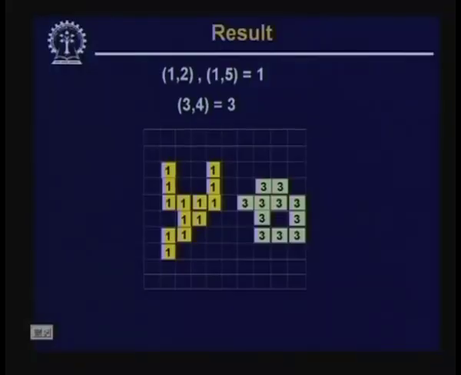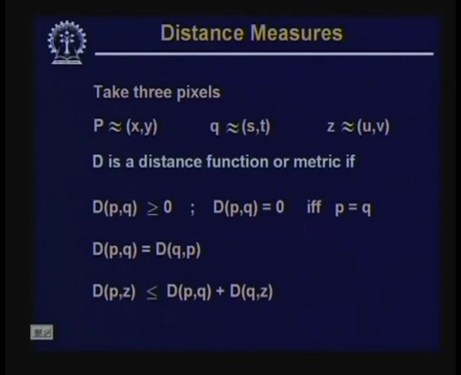So, after doing this component labeling algorithm, now let us move to another operation, another concept, that is distance measures. Now, finding out the distance between 2 points, we are all familiar that if I know the coordinates or the location of 2 different points, I can find out what is the distance between the 2 points.